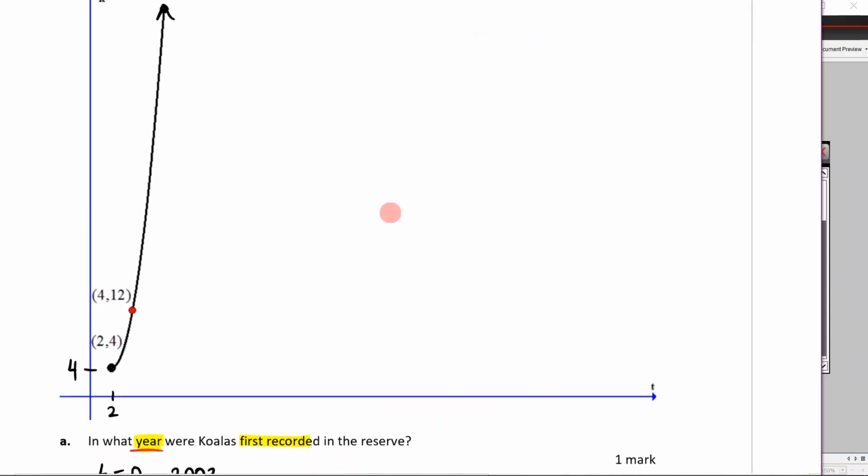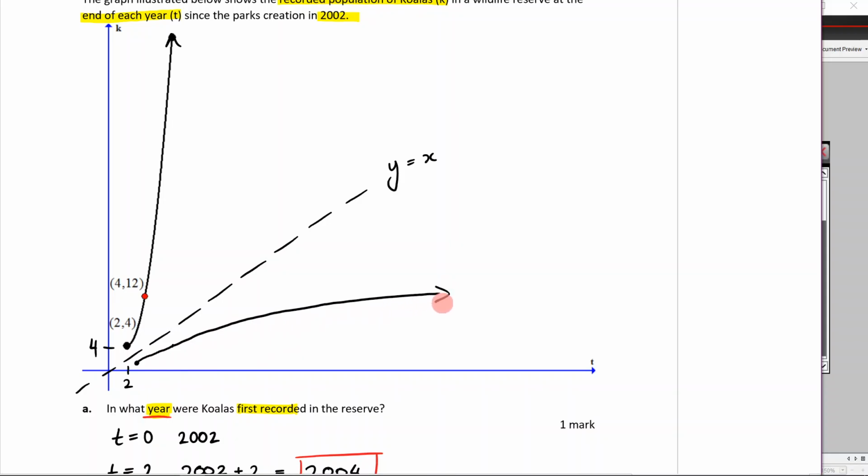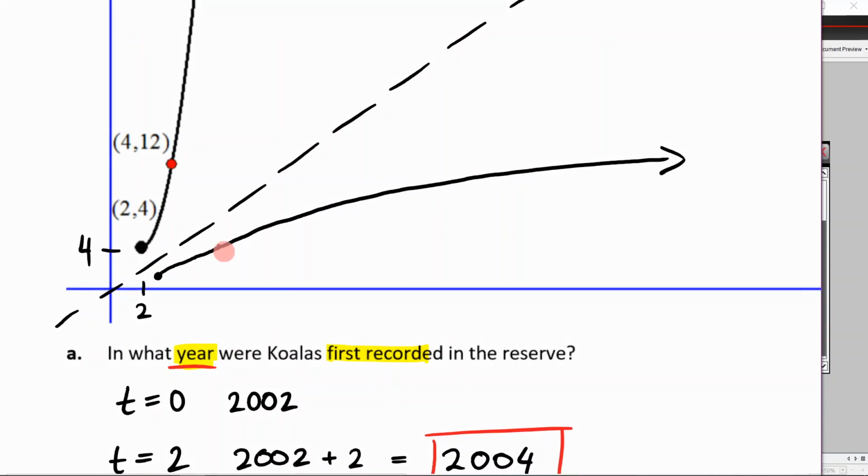If you wanted to, you could think about this visually as well. I know that my inverse is simply going to be reflected across y is equal to x, right? So that means it's going to look something like this. You can clearly see that this is the positive side of a square root function.